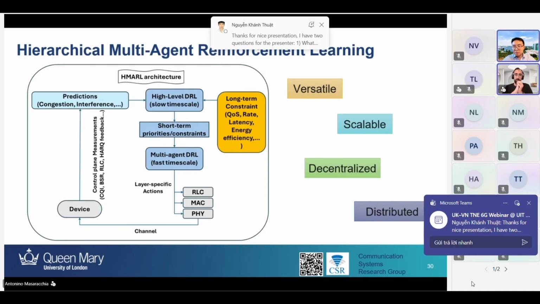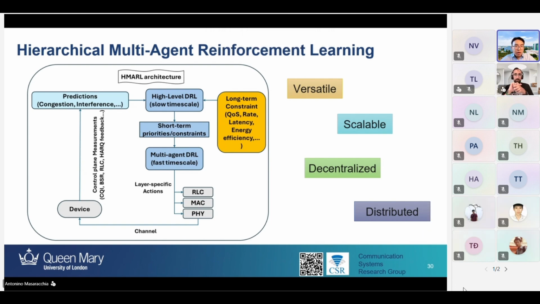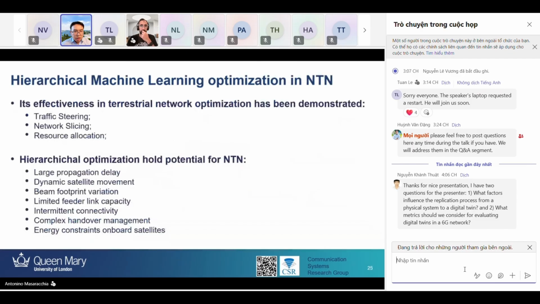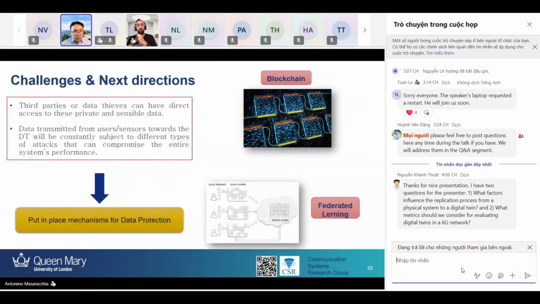Thank you very much. It's very clear to me. I have one more question about security issues. You mentioned that security is very important in a digital twin system. Are there any problems in security, and how can we mitigate the security risk in this kind of system?